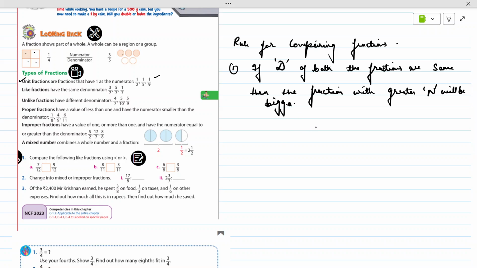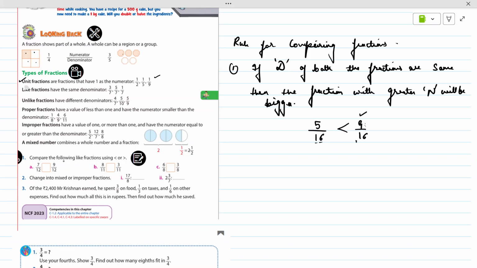That means if I have two fractions such that one is 5 by 16 and the other is 9 by 16, here the denominator is the same. So if the denominator is the same, then the fraction with the greater numerator will be bigger. So in this case, 16 is the same, and in the numerator we have 5 and 9, and 9 is greater than 5. So 9 by 16 will be greater than this. Okay, so with the help of this rule, let's solve this question.